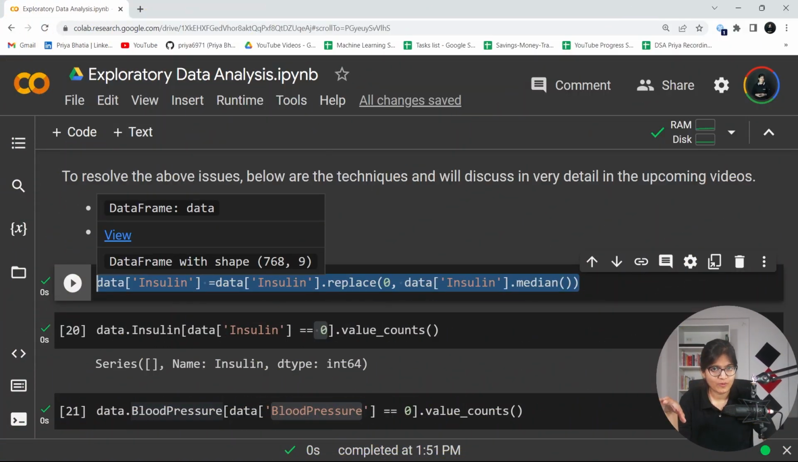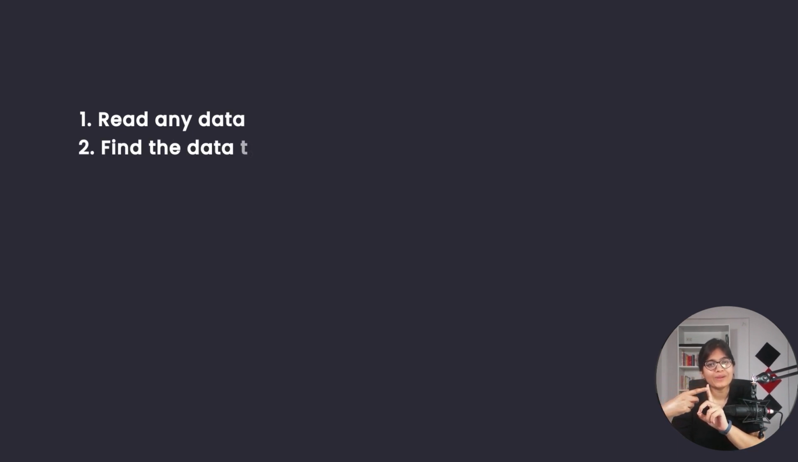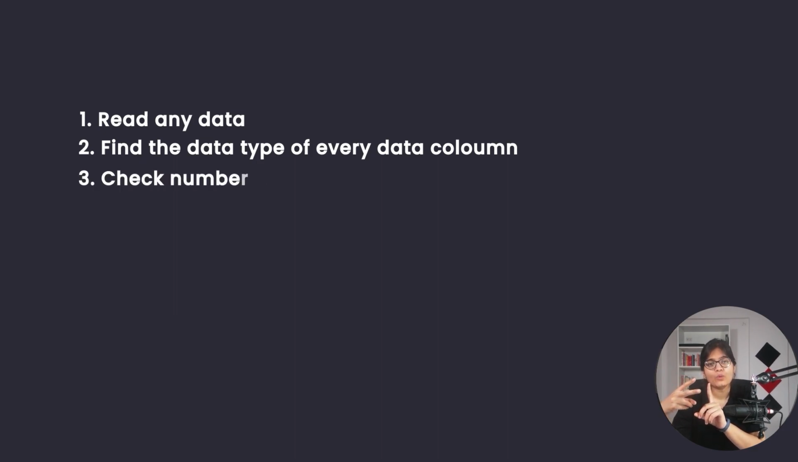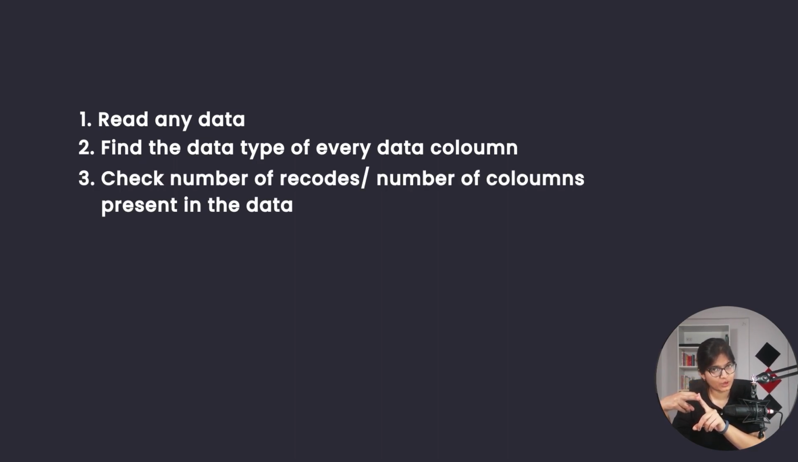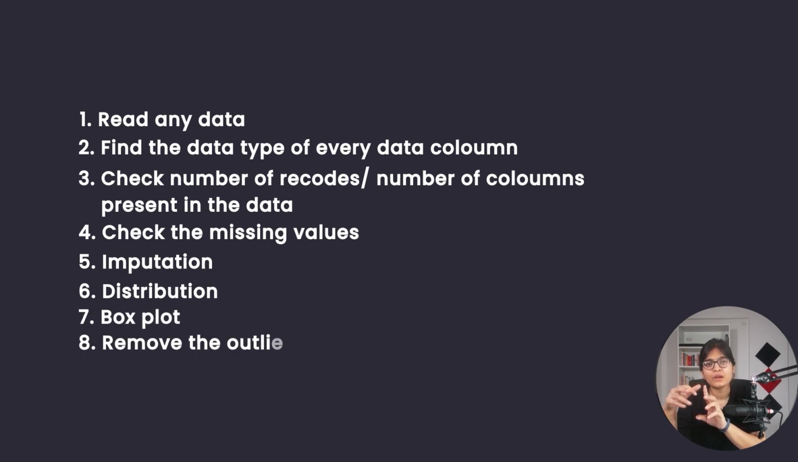So this is all I want to discuss in this part of the video. What we have discussed in today's session is how we can read any data, how we can find out the data type of every column, how we can check the records and number of columns present in a data, how we can check the missing values, how we can do the imputation, how we can check the distribution, how we can create a box plot, and how we can remove the outliers. All these are things I really want you to take care of whenever you are doing the EDA part of any data that you have.